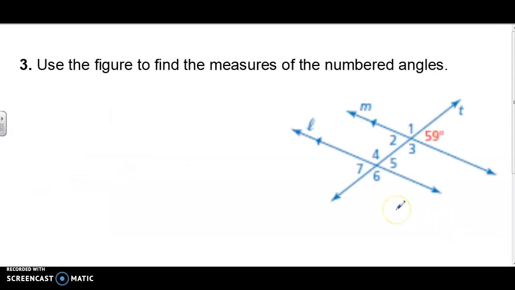So why don't you guys try those same skills to figure out this one. Try first to find out what the alternate exterior angle is to this. So pause the screen, figure out that, and then go from there to find the rest of them using everything else.